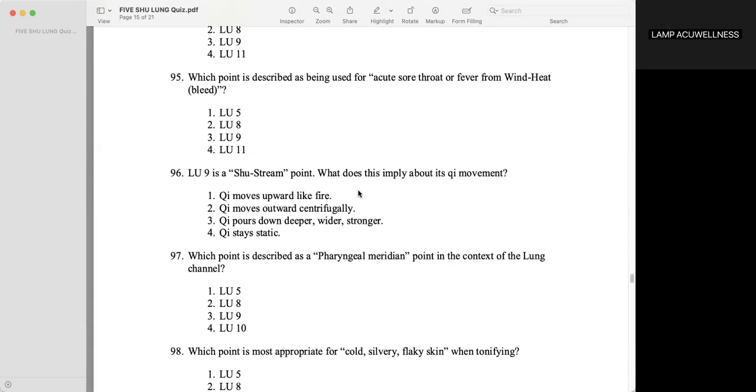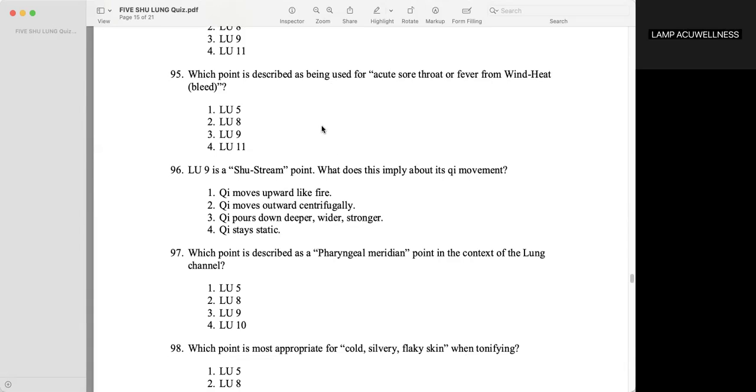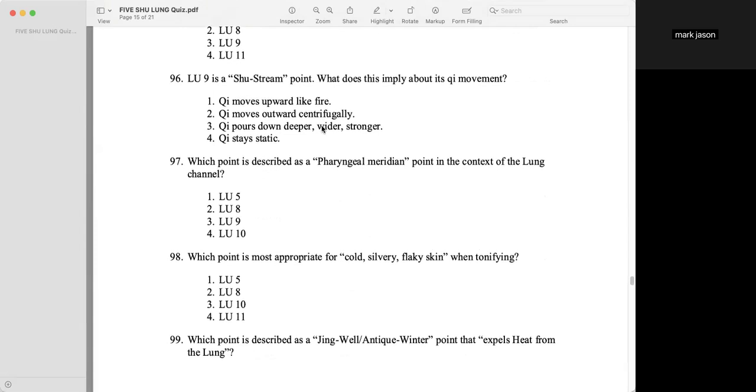Hello? What's your Lung answer? Lung 11. Lung 9 is a Shu-Stream point. What does this imply about its chi movement? Chi force down deeper, whether stronger.